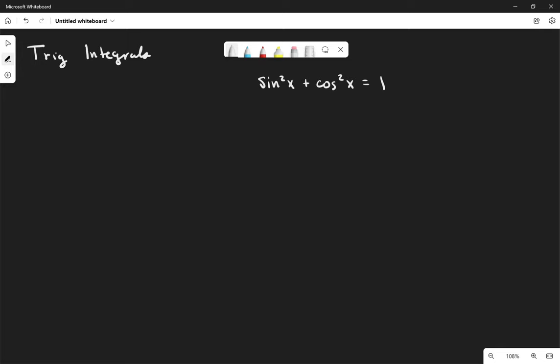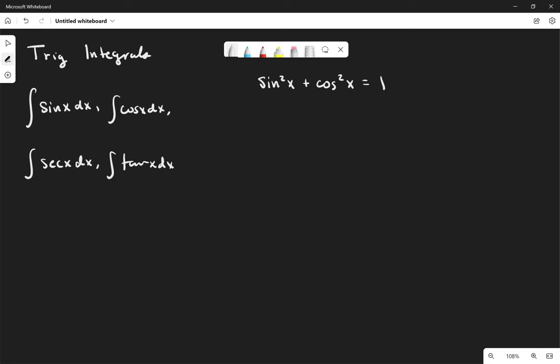Okay, so today's going to be a real brief introduction into trig integrals. Should be the next section in Calc 2. And basically the whole point of this section is to be able to integrate powers of trig functions. So we know how to do the integral of sine and cosine, and then from the last couple of videos we could do secant and tangent, and there were some others.